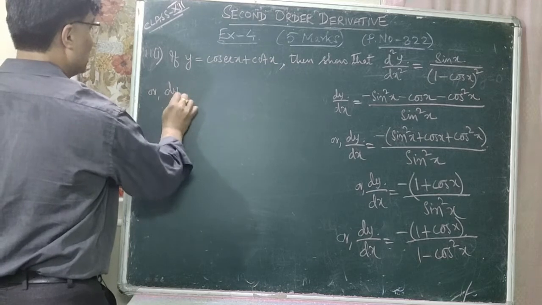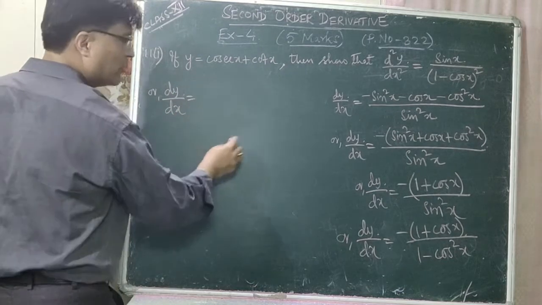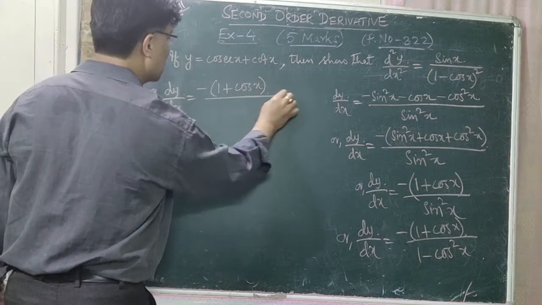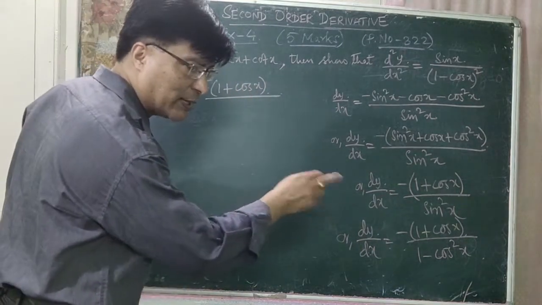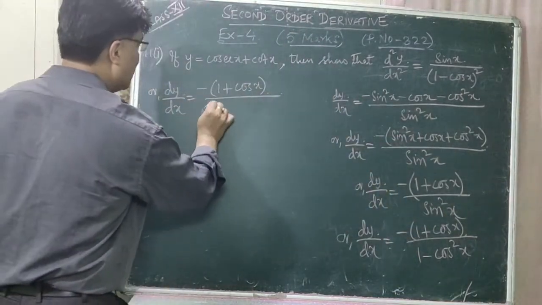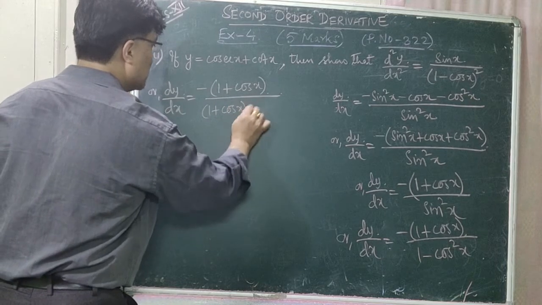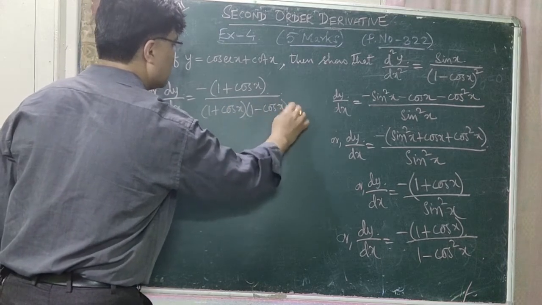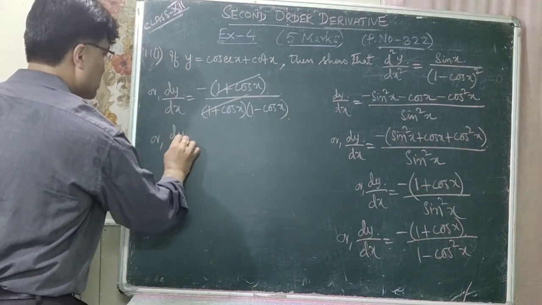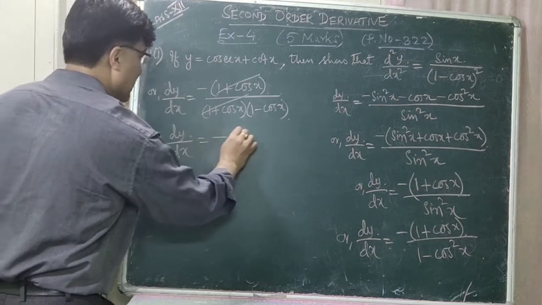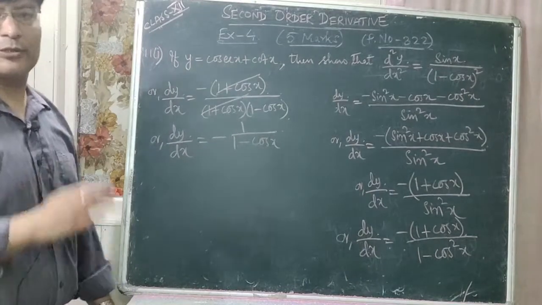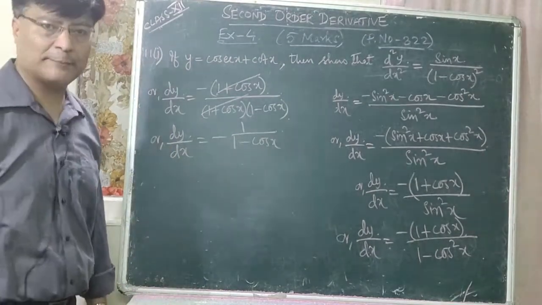So dy by dx is equal to, numerator is kept as it is, minus, within bracket, 1 plus cos x whole divided by, what is a square minus b square? So actually it is 1 whole square minus cos x whole square. What is the formula? 1 plus cos x into 1 minus cos x. So here you can cancel, 1 plus cos x will be cancelled. Or this is your dy by dx is equal to minus 1 upon 1 minus cos x. So I think you have understood it. So we have got the value for dy by dx.